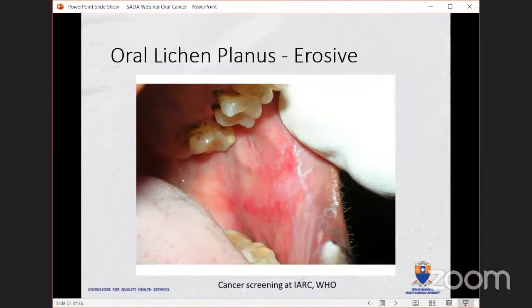There is an ongoing debate whether to consider this condition as potentially malignant, but what seems to be clear from the literature is that the erosive type of oral lichen planus in patients with a history of smoking and alcohol use will more likely suffer from transformation to oral cancer than any of the other forms.